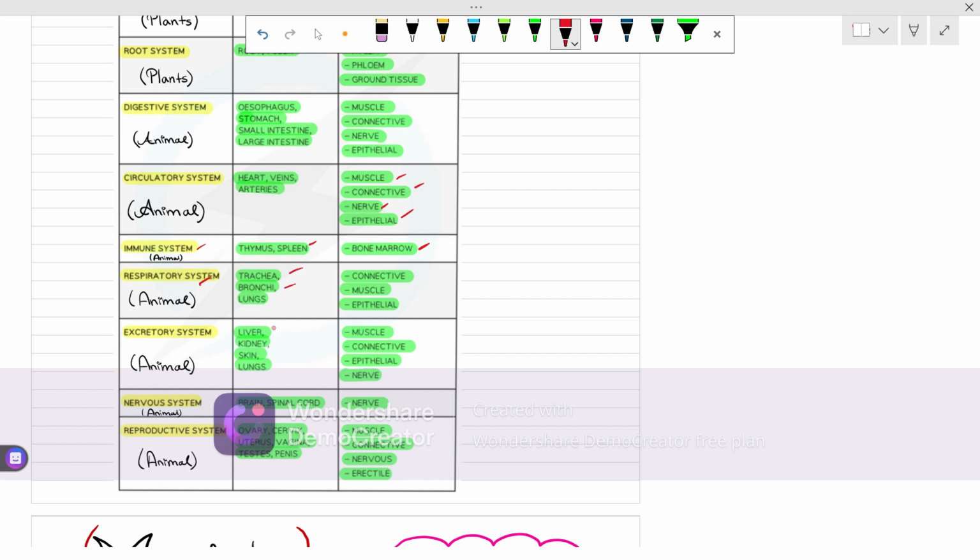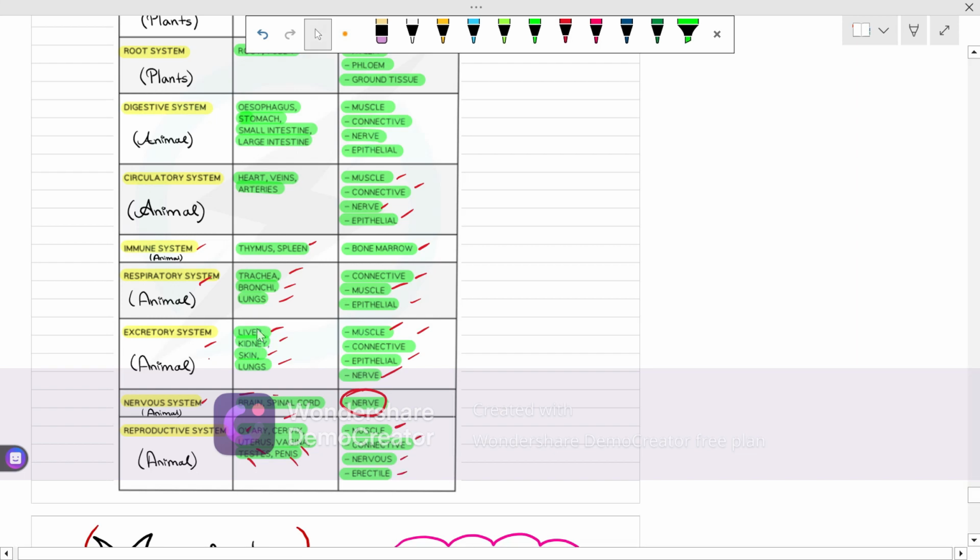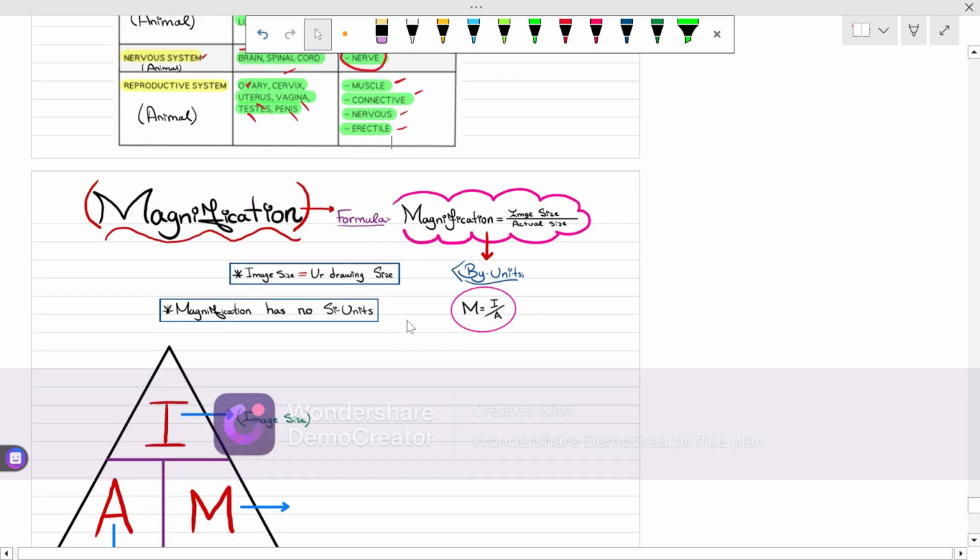Respiratory system, we have trachea, bronchi, and lungs. Tissues present are connective, muscle, and epithelial. In the excretory system, we have liver, kidney, skin, and lungs. Tissues present are muscle, connective, epithelial, and nerve. In the nervous system, we have brain and spinal cord. Tissue present in the nervous system is nervous tissue. Reproductive system, we have ovary, cervix, uterus, vagina, testis, and penis. Tissues present are muscle, connective, nervous, and erectile.